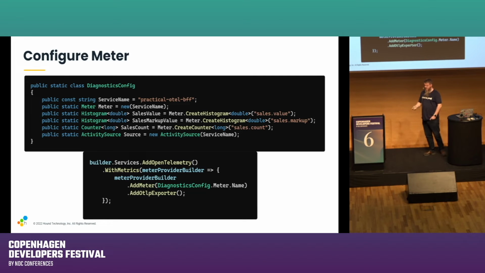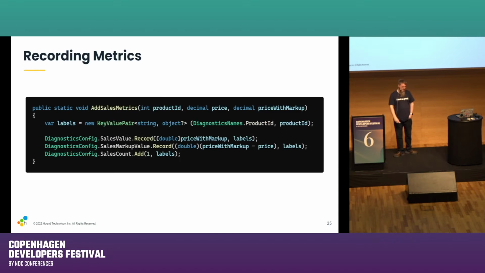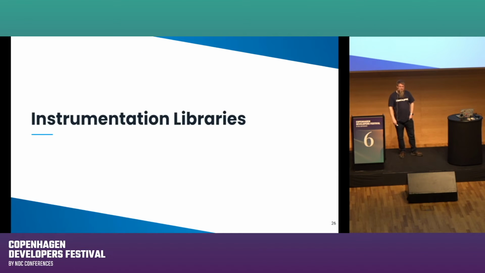Now when we then go to use these metrics, because obviously we've just defined different types of metrics at this point, when we go to use them, it is as simple as referencing that static class, referencing the particular type of meter, and using record for histograms, using add for counters, same for up-down counters. That's it. Metrics done.